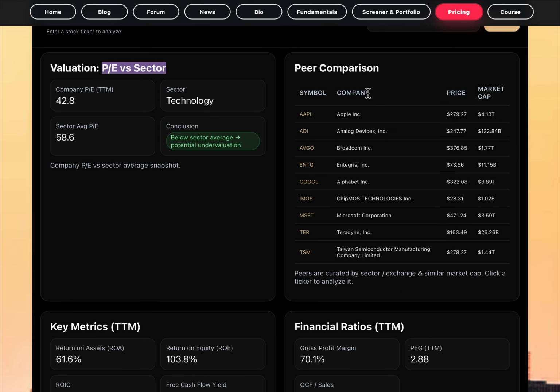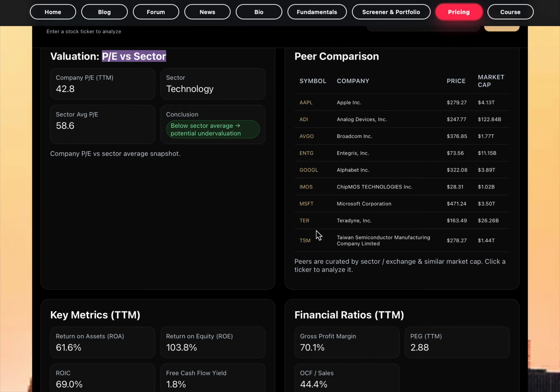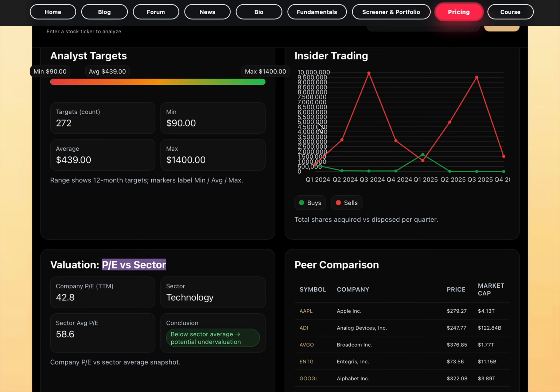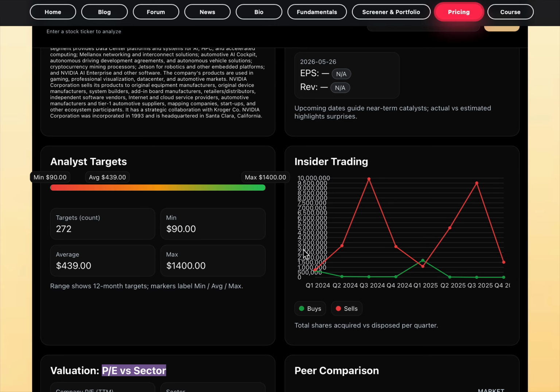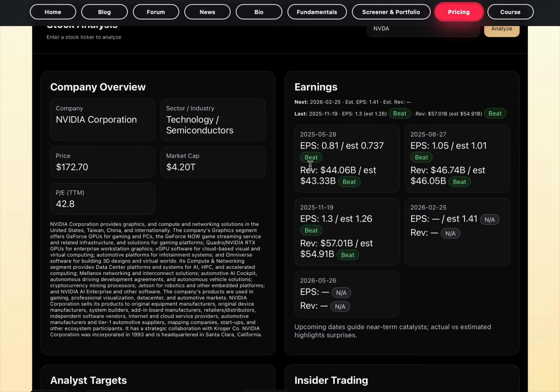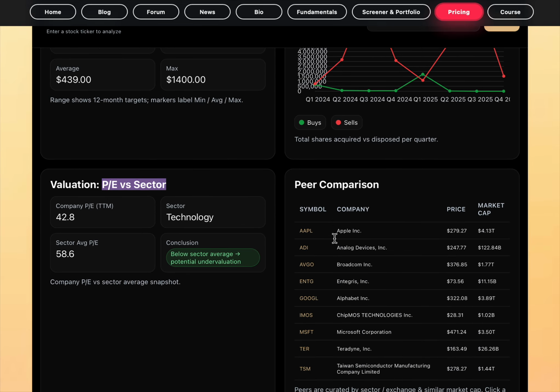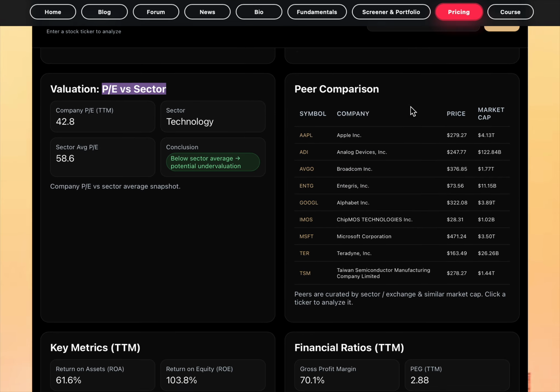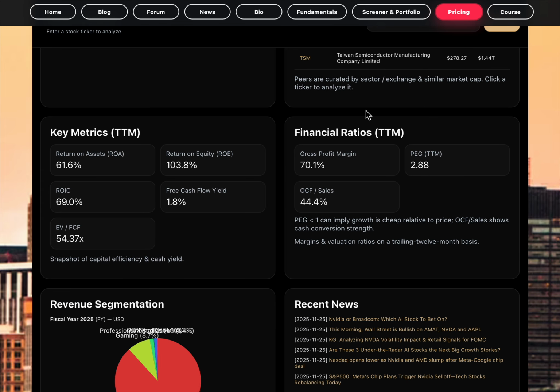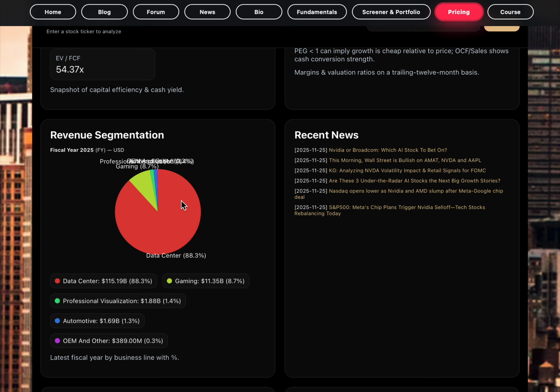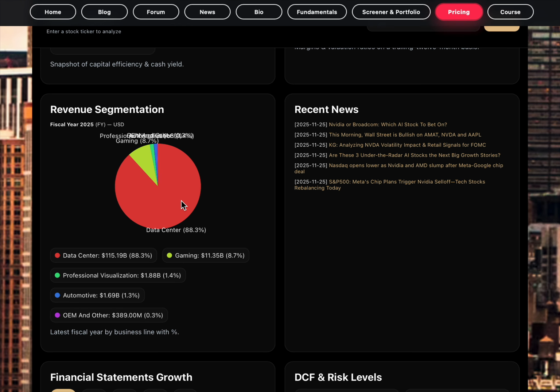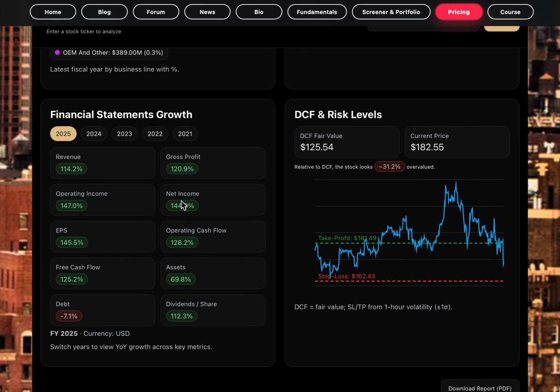And here you have a peer comparison. You can compare peers and choose the stock that looks better, with a high growth potential, with low insider sales, with a good earnings per share. Here the company should beat in the past three quarters. You should have strong key metrics and financial ratios. Again, I'll place the link to my article explaining how to compare these key metrics and financial ratios. You should see great revenue segmentation divided among different revenue sources, revenue streams.